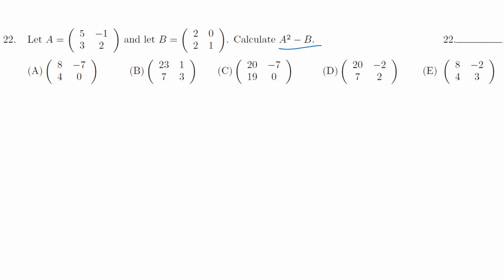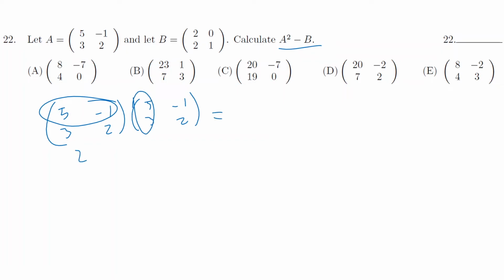Let A be this and B be that, and compute A squared minus B. All right, so we are here for some multiplication. I'll do the A squared first. The method is called row by column. So here it's 2 by 2. Here it's 2 by 2. So the insides match. Therefore, the result is going to be 2 by 2, which is the outer. So that's our final matrix. 5 times 5 is 25. Minus 3, 22. Is it correct? Potentially. Next one.